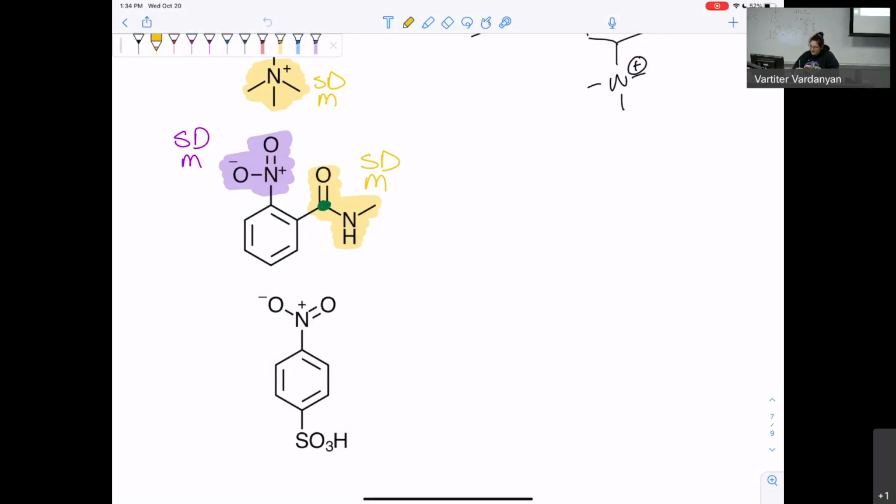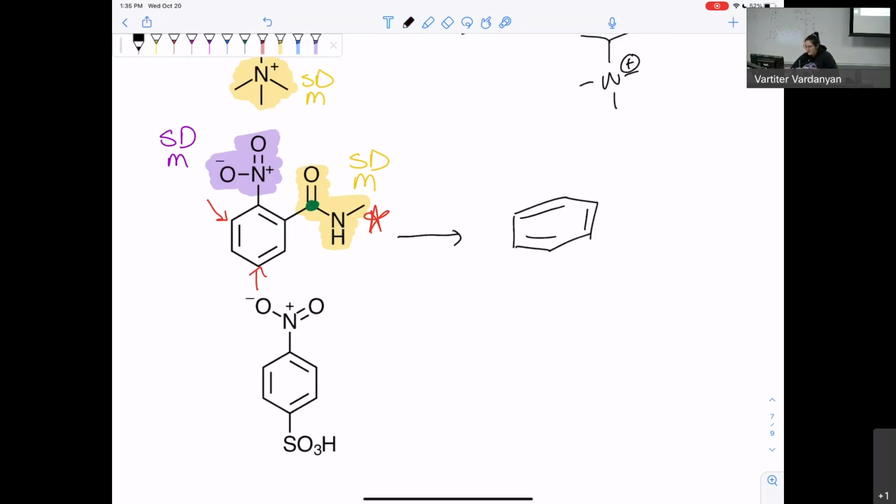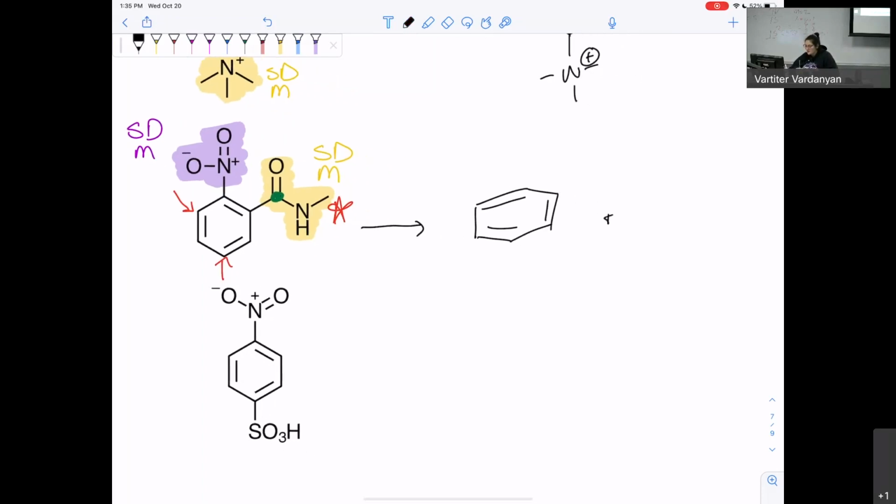So this one is the director, and it's directing meta. Meta in relation to this spot is here and here. It could theoretically do either of those spots, so we're going to have two products. While I'm drawing that, I heard a couple of people being like, what? So questions, clarifications, anything? Yes.